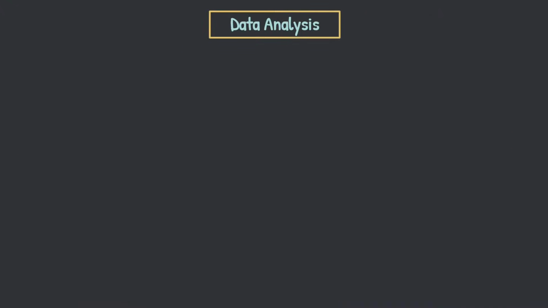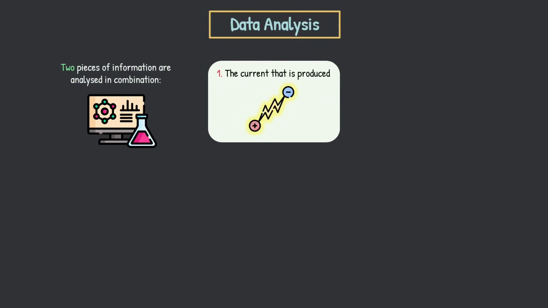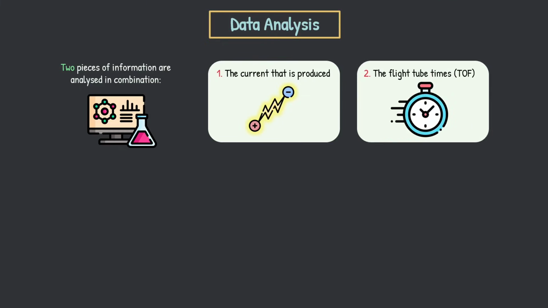Right, last stage here, data analysis. There are two pieces of information which are analyzed in combination once you've finished running the mass spec. First one being what we just looked at, the amount of current that is produced. The next is the flight tube times. Time of flight, that's why it's referred to as time of flight mass spec. How fast did that ion travel? That's another key piece of information they're going to look at.